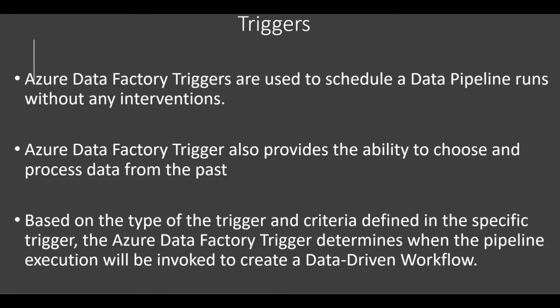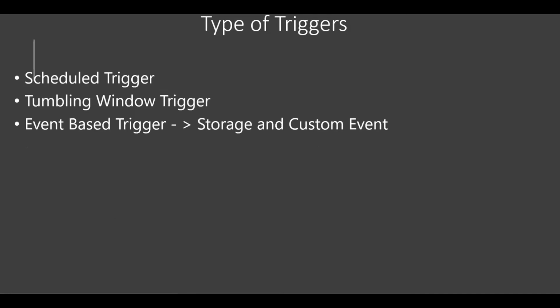Now let's move into Azure Data Factory, and before that, let me show you the different types of triggers. The first one is the schedule trigger, another is the tumbling window trigger, and the third is the event-based trigger, which is divided into two parts: storage and custom event. We are going to create separate videos for each trigger, one by one. In this video, we are just trying to understand the high level. So there are generally three types of triggers. Now let me move into Azure Data Factory.